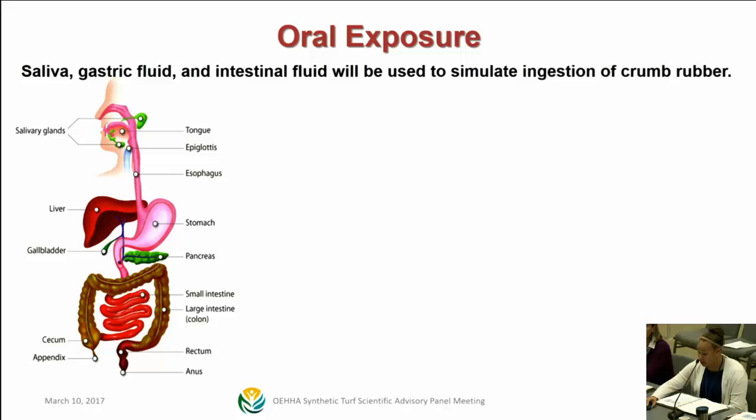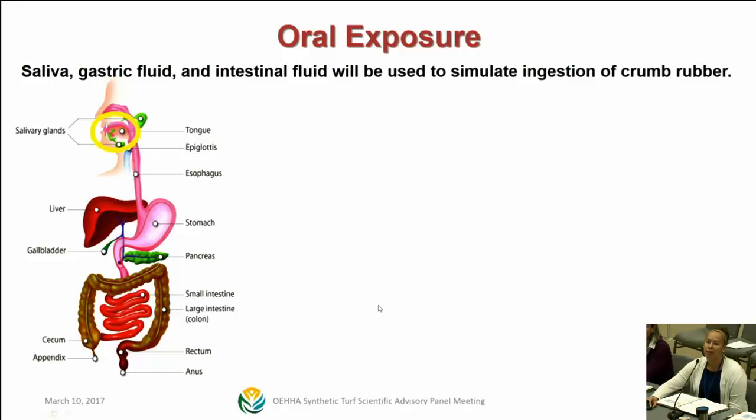So next for oral exposure, this is intended to mimic when crumb rubber particles are actually ingested. So we're going to use 3 different types of biofluids: saliva, gastric fluid, and intestinal fluid, to simulate the absorption of chemicals from the GI tract. And on the left here, we have a little schematic of what the transport would look like.